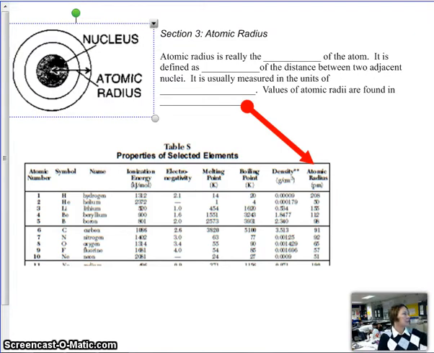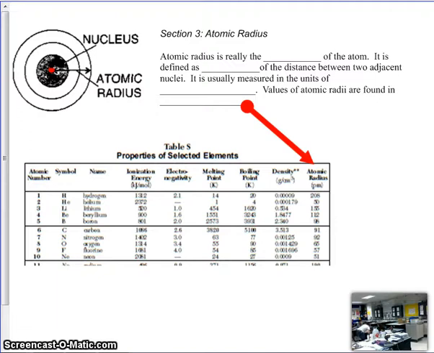Today we're going to talk about this idea of atomic radius and what atomic radius is. Atomic radius is really exactly what it sounds like. It is the radius of an atom. It is the distance from the center of the atom here in the nucleus to the outermost energy level. Right here. So this is atomic radius, okay? It is really the size of the atom. Not the mass, but how wide the atom is. It is officially defined as 1/2 the distance between two adjacent nuclei.